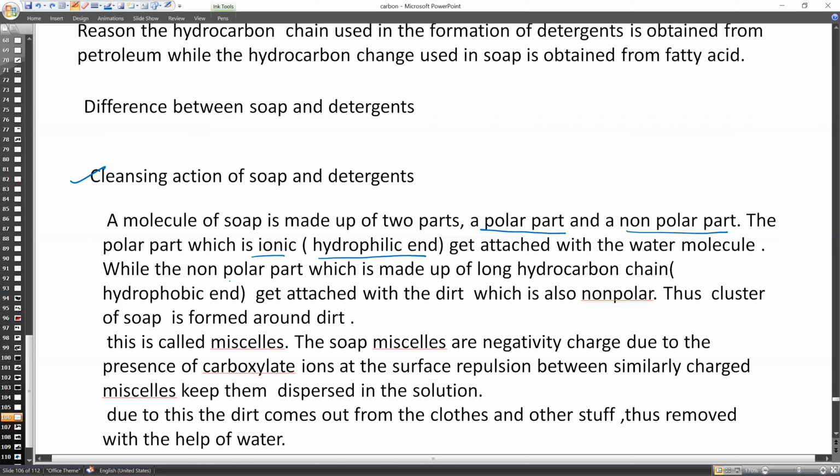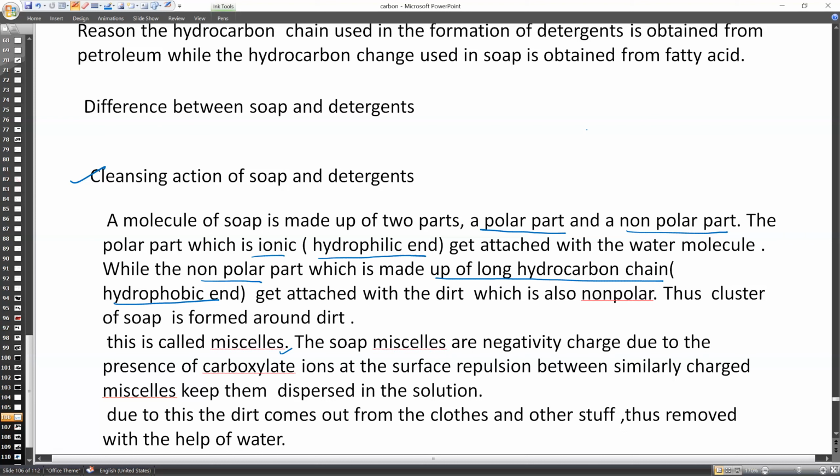While the non-polar part, which is made up of a long chain of hydrocarbons, is called the hydrophobic end, and it gets attached to the dirt, which is also non-polar. Thus a cluster is formed around the dirt. This is called micelles.